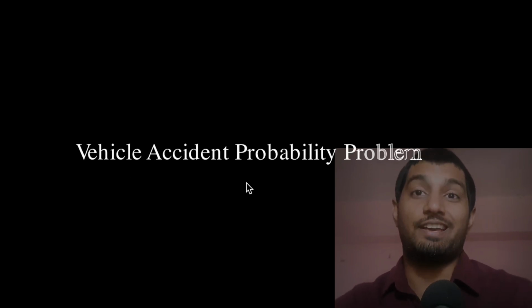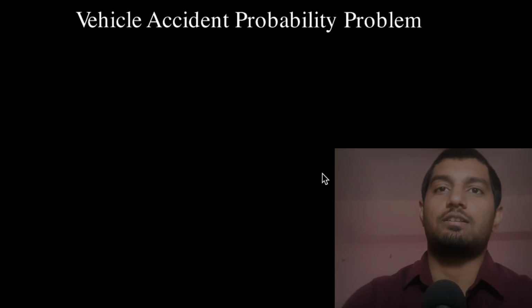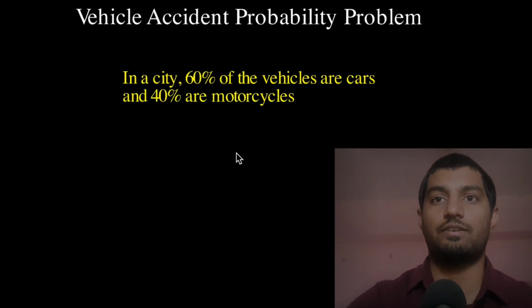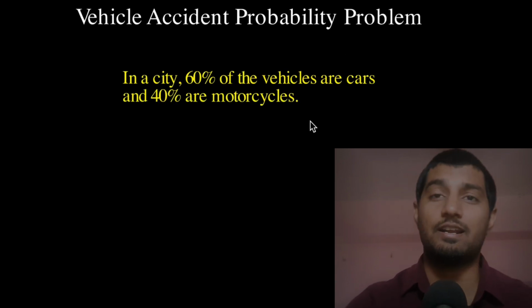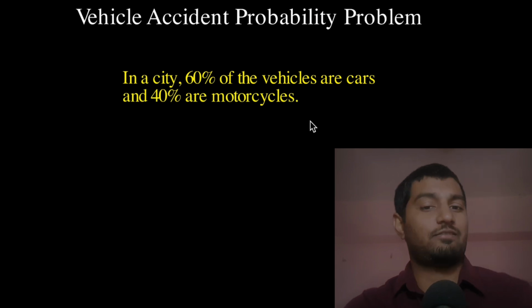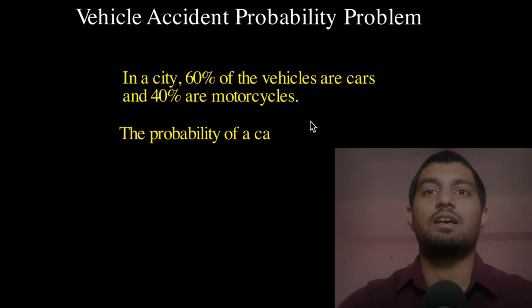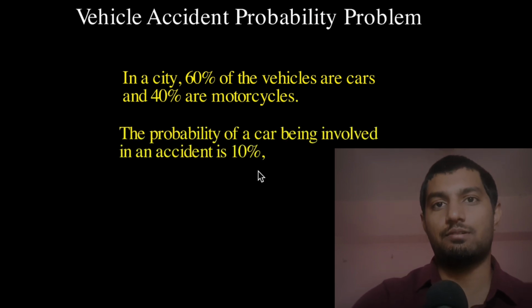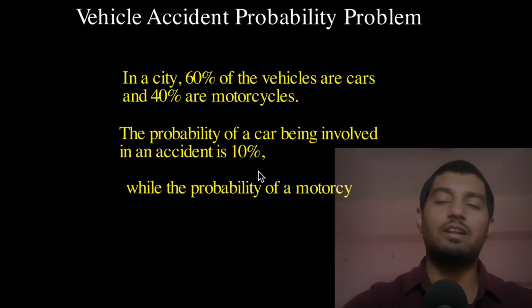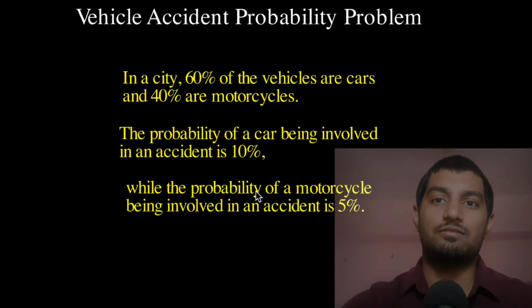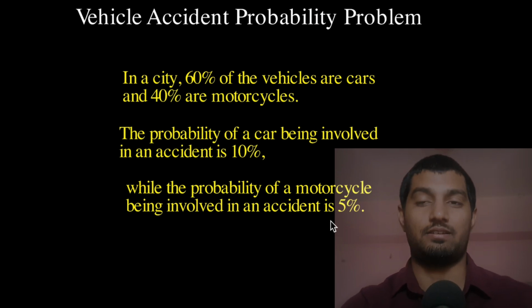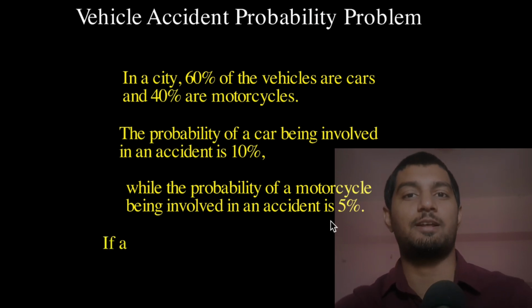Another problem is the vehicle accident probability problem. In a city, 60% of vehicles are cars and 40% are motorcycles, which makes sense. The probability of a car being involved in an accident is 10%, because it is always covered and everything. The probability of a motorcycle being involved is 5%. That's the stats we have over here.